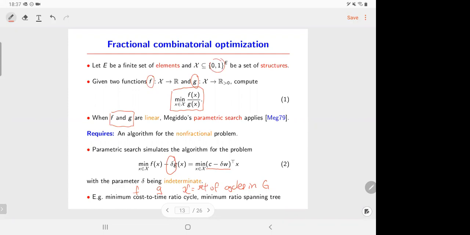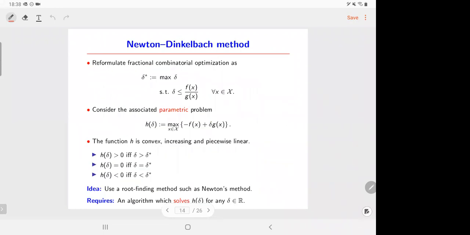I think I shouldn't go too much into details of parametric search, but that's generally the main idea. Now, for those of you who are less symbolically inclined and prefer a more iterative approach to this problem, we can also solve it using Newton's method. So here's how we do it.